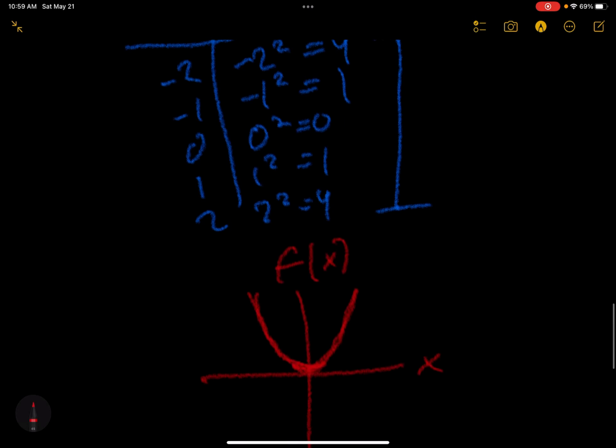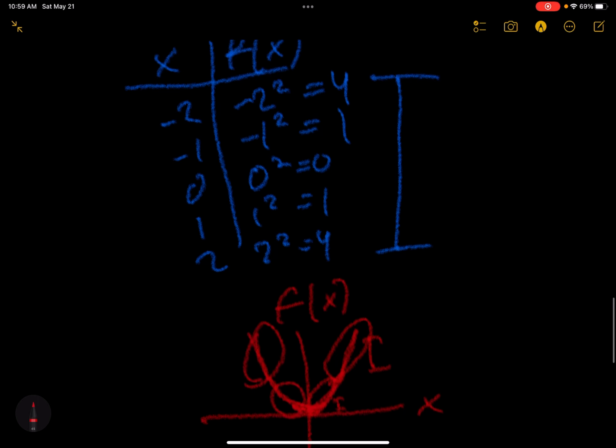You can see that from here to here, the slope is much steeper than from here to here. If you notice, the difference from here to here is 3, but from here to here, it's just 1. So that's our answer right here.